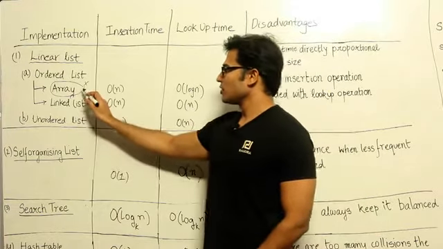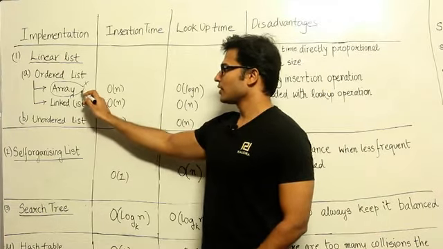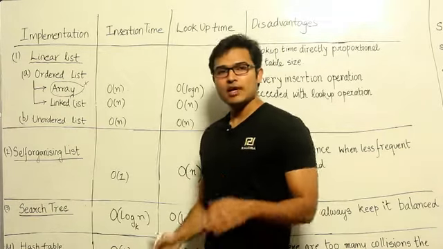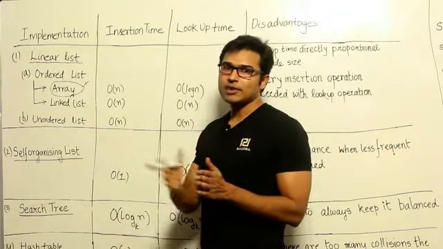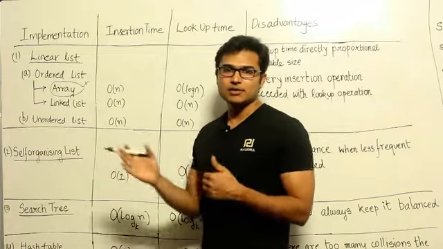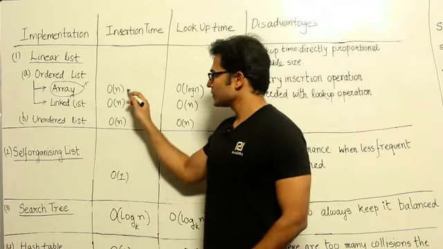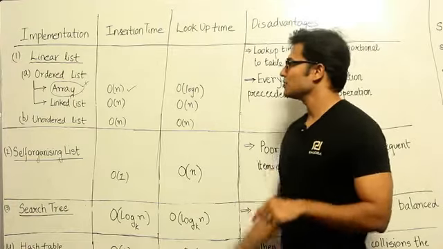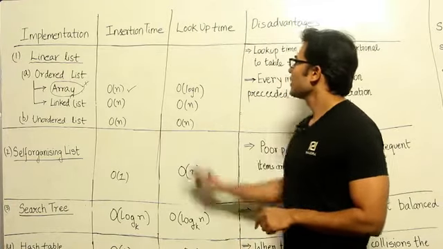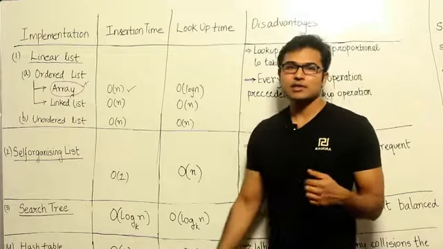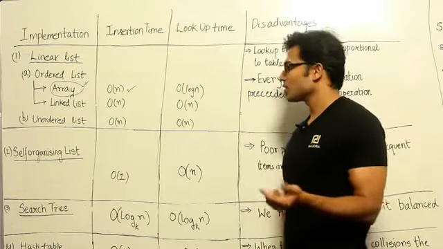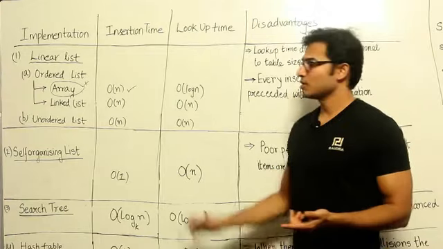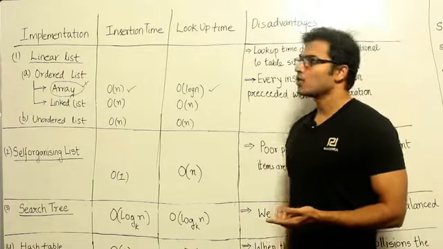Now in case you are going to implement it using an array, and if that array is sorted, then if you have to insert an element, you might have to move all the elements to the right. So that is why, just like insertion sort, inserting an element into a sorted array is going to take order of n time. And coming to the lookup time, that is nothing but the search time. If the array is sorted, then in order to search for an element, you can use binary search, and binary search is going to take order of log n.